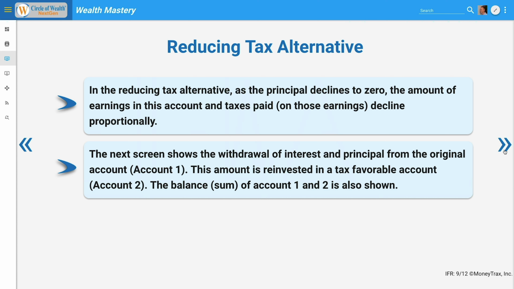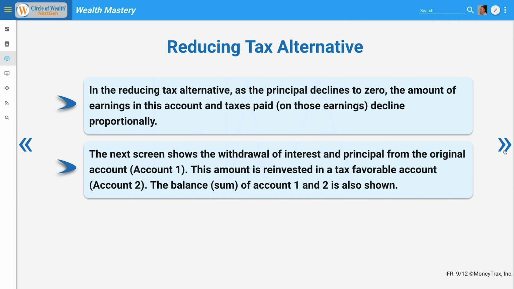So instead of just flattening the situation, let's actually reduce the tax situation and see how that improves things. In the reducing tax alternative, as the principal declines to zero, the amount of earnings in this account and the taxes paid on those earnings decline proportionately.